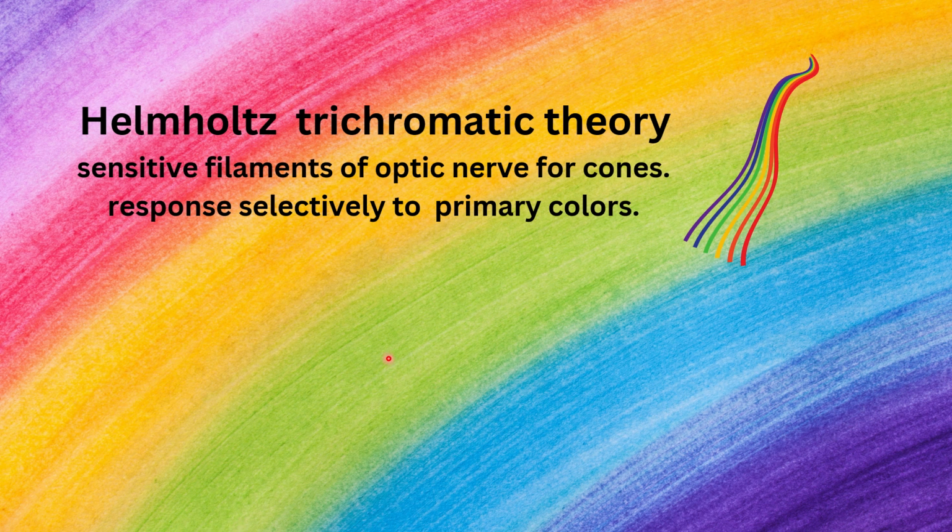Helmholtz trichromatic theory. According to this theory, the sensitive filaments of the optic nerve, for cones, give response selectively to one or other of the three primary colors. So optic nerve filaments responding selectively to one or other of the three primary colors is the Helmholtz trichromatic theory.